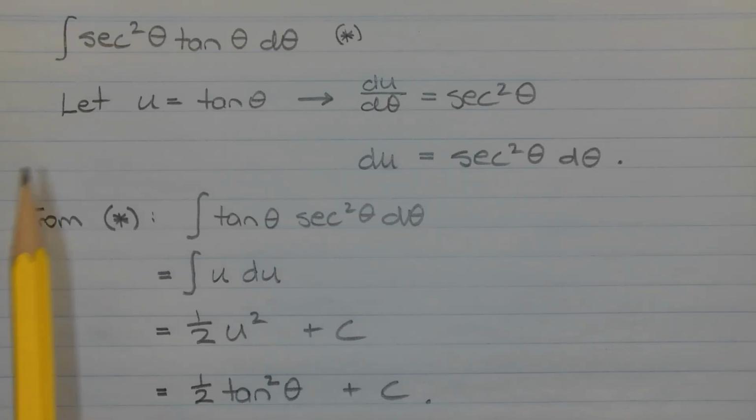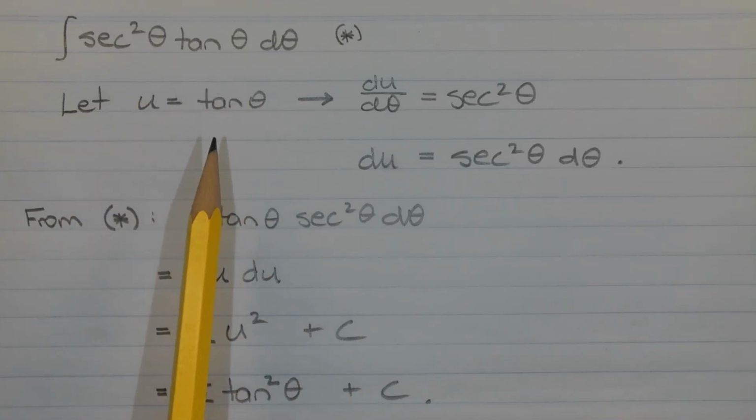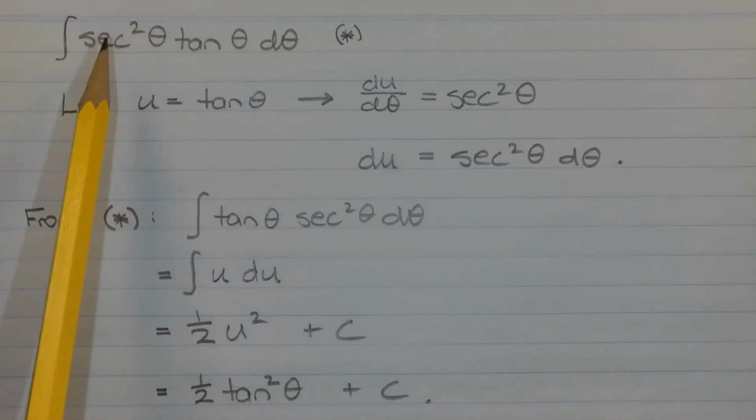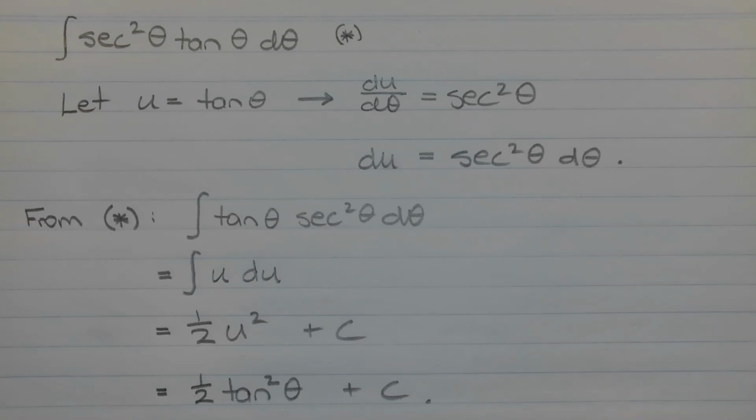In this case, I'm going to let u equal tan theta, because when I differentiate tan theta, we get sec² theta. Now differentiating u with respect to theta, we get du d theta is equal to sec² theta, which happens to correspond to one of the terms in the integrand. Rearranging this equation to isolate the differential du, we get du is equal to sec² theta d theta.